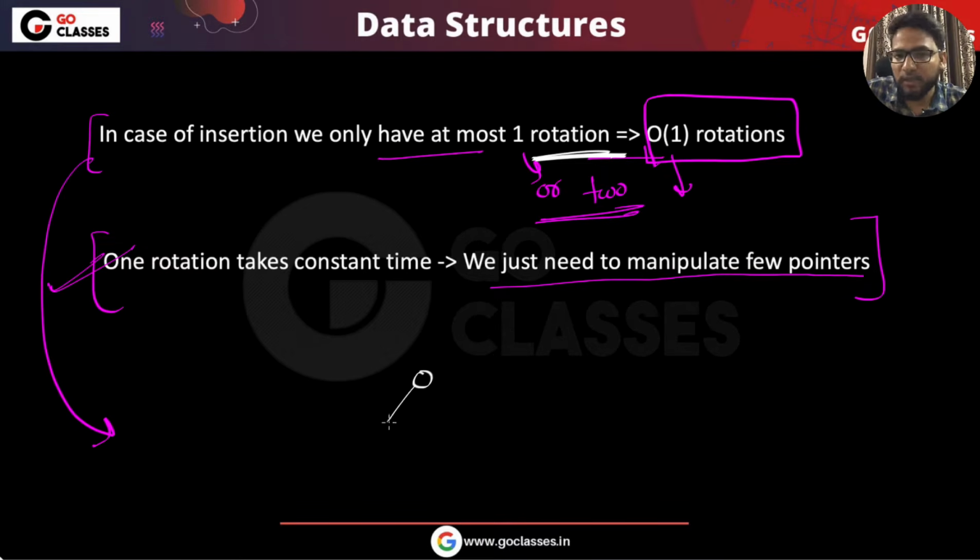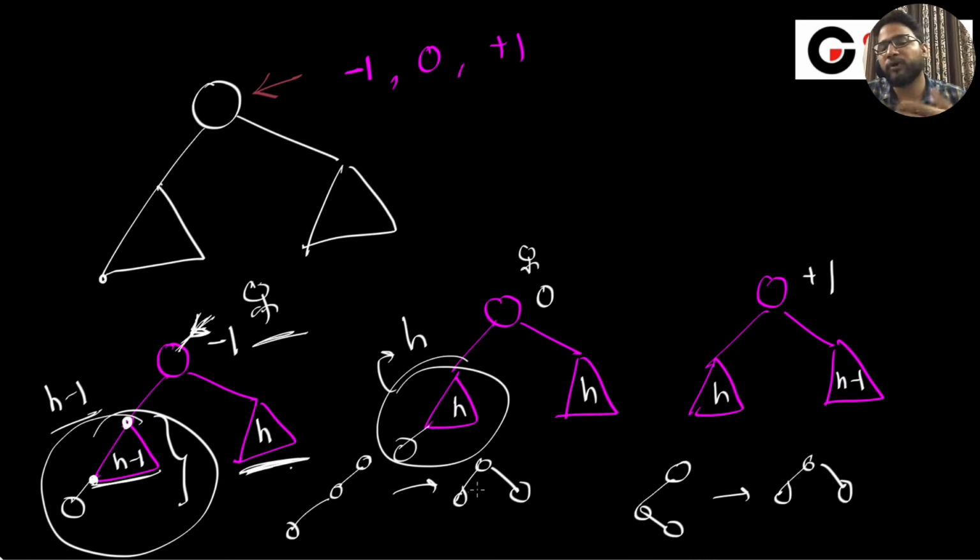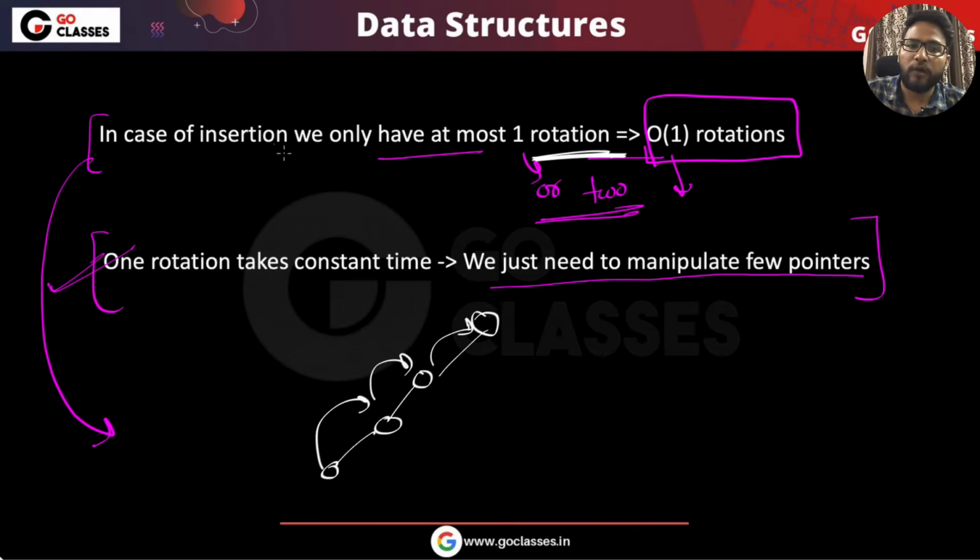In case of deletion, you may need to keep on rotating till the root. We will see that in case of deletion. But for insertion, just one rotation. One or two rotations, whatever you call it. You can call this two rotations or one rotation, but you got it right. One rotation means going from elbow to mountain or stick to mountain. I hope this point is clear.